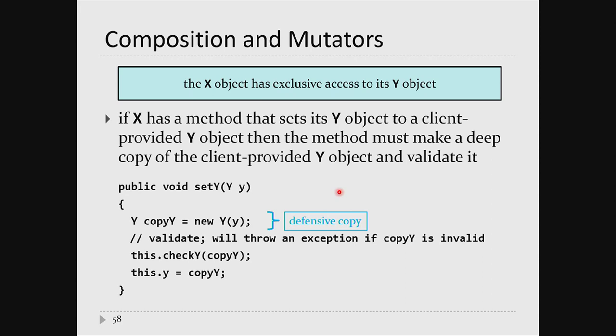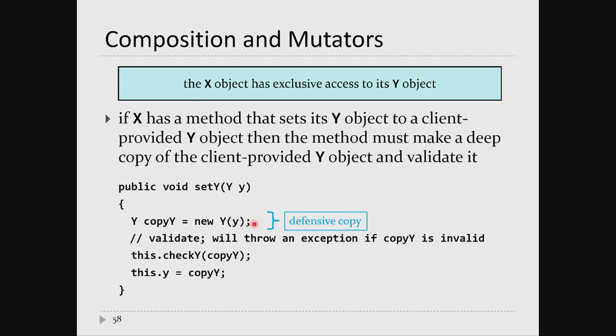Okay. The same thing is true with any mutator method that you might have. So if you have a method that sets your internal y field, you have to make a copy of the incoming y object. Validate the copy if you have to. You don't always have to do validation, but if there are some constraints on y, then you have to validate. So you check the copy. Now here, you don't check y, you don't check the incoming object. You check the copy of the object.